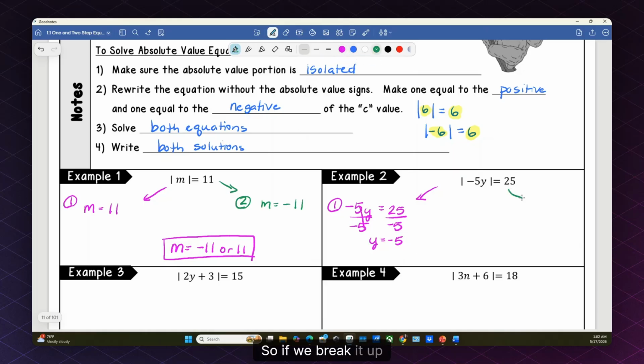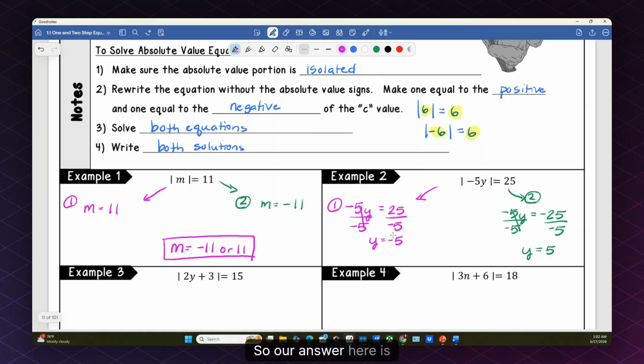So if we break it up into the second option, so it said we're going to do one positive and one negative. So this was the positive 25. Over here in the green, I'm going to do the negative 25. So I'm going to write my negative 5y. It's still the portion that's in here in my absolute value equals, instead of the positive 25, I'm going to write negative 25. Alrighty, so we can divide by negative 5 and divide by negative 5. This cancels and we get y equals 5.